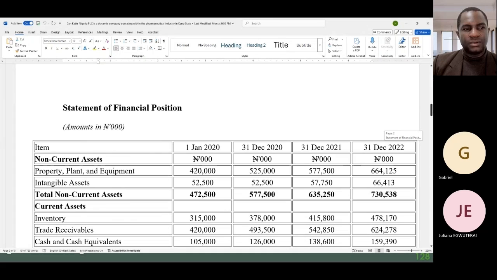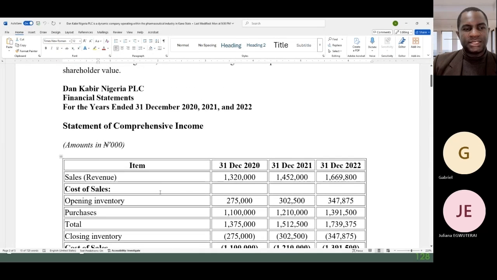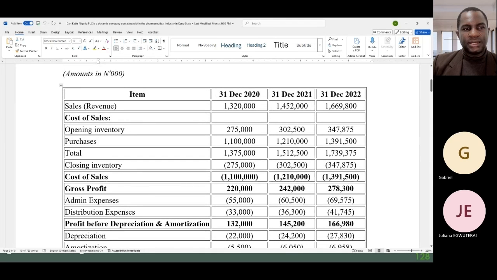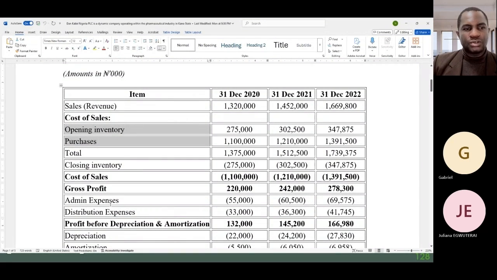So if you go back here now on the SCI, you will see that detailed information is provided on opening inventory, purchases, total. Some will just say revenue, cost of sales, gross profit. They don't provide this full information on the manufacturing cycle. So here it is provided, and take note of it under exam conditions.